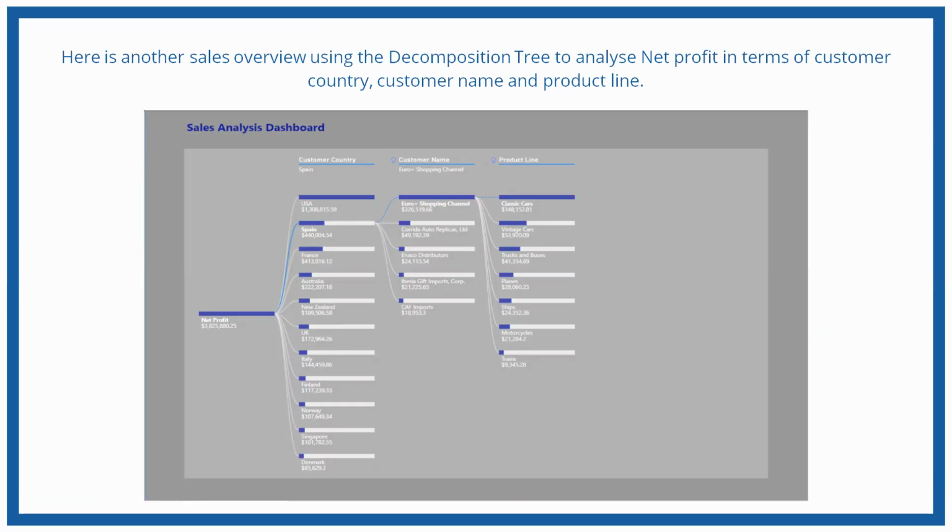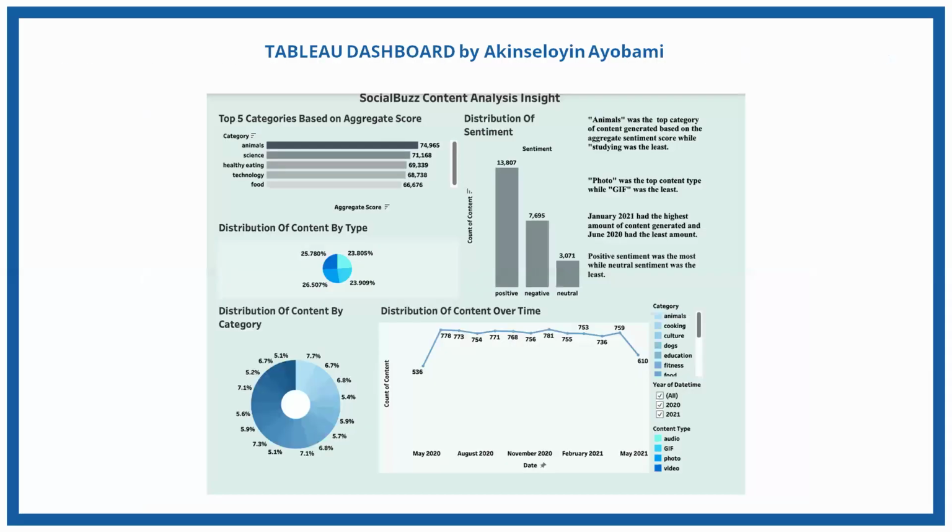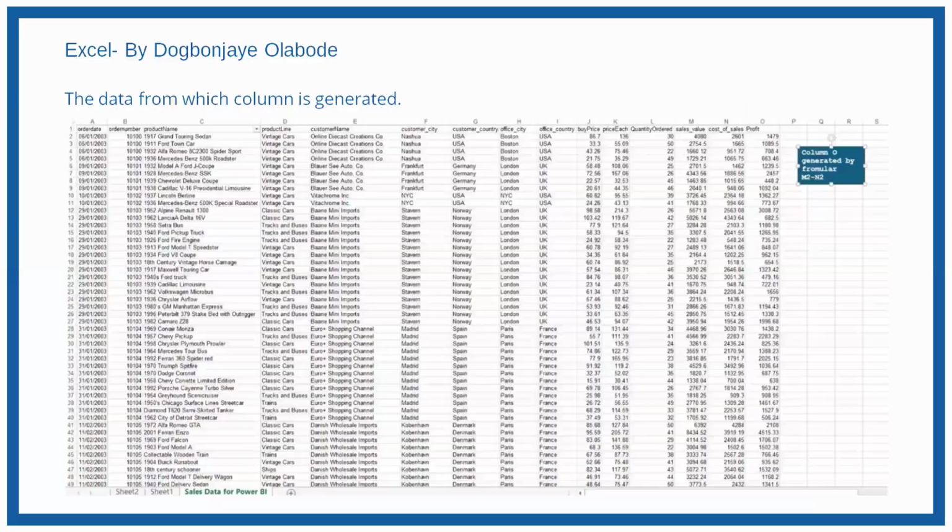Sales overview using the decomposition tree analysis. Sales overview using the decomposition tree to analyze net profit in terms of customer, country, customer name and procedure. Next slide, please. The Tableau dashboard done by Akinshelore Ayobami. Next slide, please.